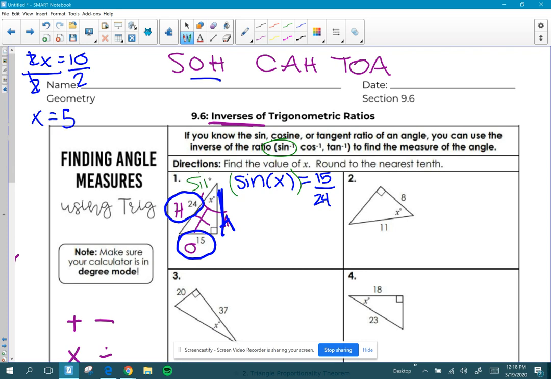So I would do sine to the negative 1 of the entire left side, and then that would cancel, and I'd be left with just x. But what I do to the left side, I also have to do to the right side. And I clearly didn't leave enough room. So I'm also going to do sine to the negative 1 of the right side. So then I have x equals sine to the negative 1 of 15 over 24.